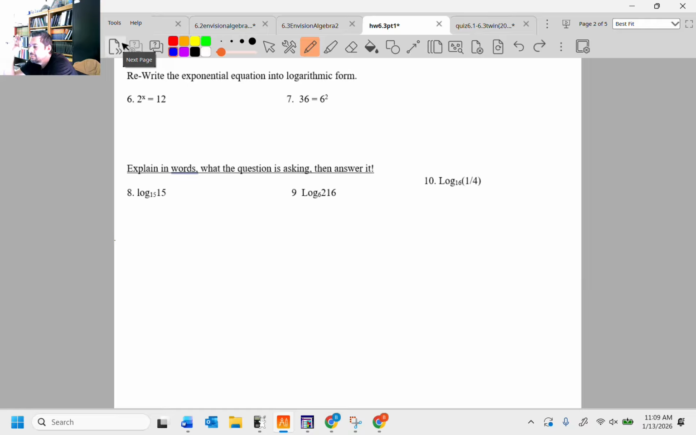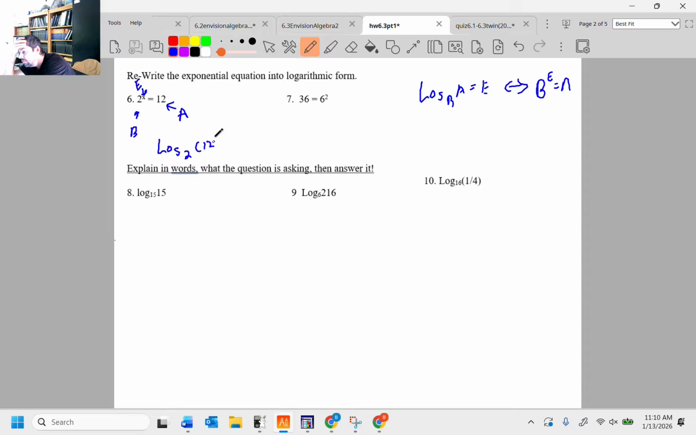Moving forward, rewrite the exponential equation into logarithmic form. And once again, it's all about this: a logarithm base b argument a equal to some e has an equivalent inverse of b to the e equal to a. So these are a little backwards to some degree, but bases have exponents. So that's my base, that's my exponent, which means that's my argument. This is actually a logarithm of base 2. Her argument is 12, and she would equal x. Ta-da! Right.